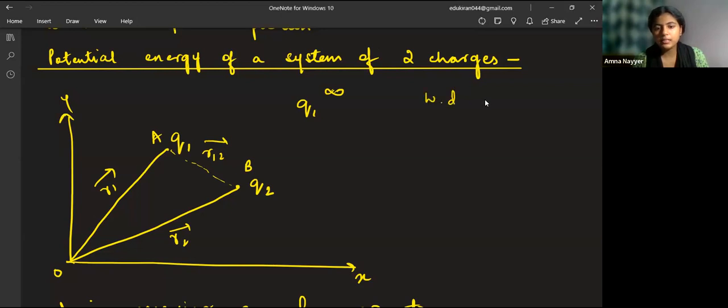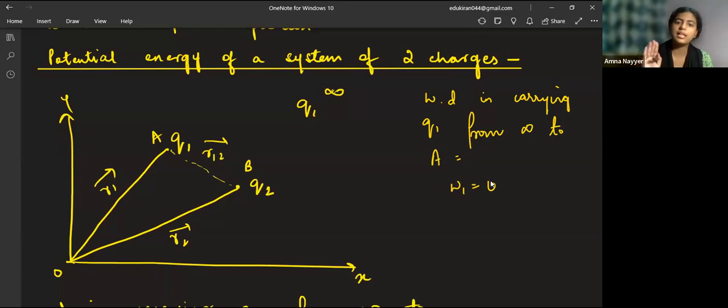So the work done in carrying Q1 from infinity to A, that will be the first work done. Now I am modifying the question. Now I am bringing one more charge, Q2, from infinity to this particular point B. And the relative separation between Q1 and Q2, I have taken as R12, just to generalize that this is the separation between 1 and 2.